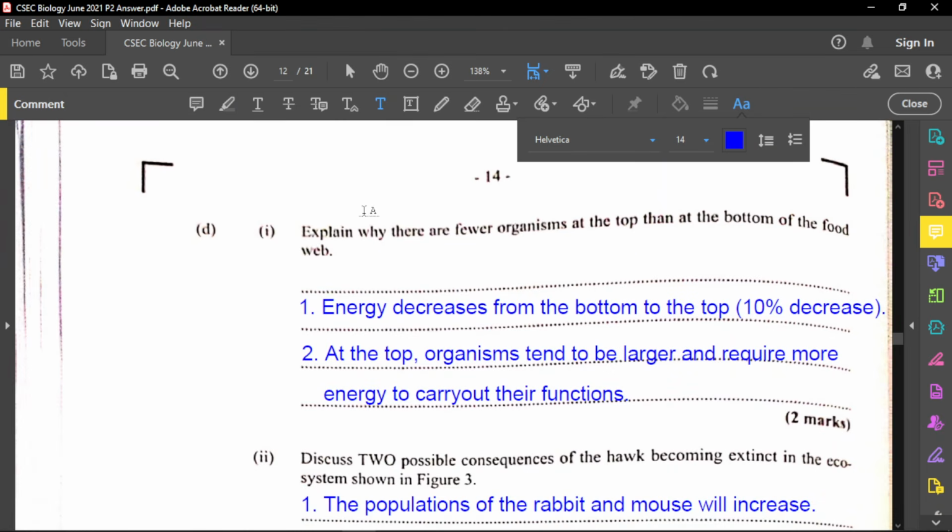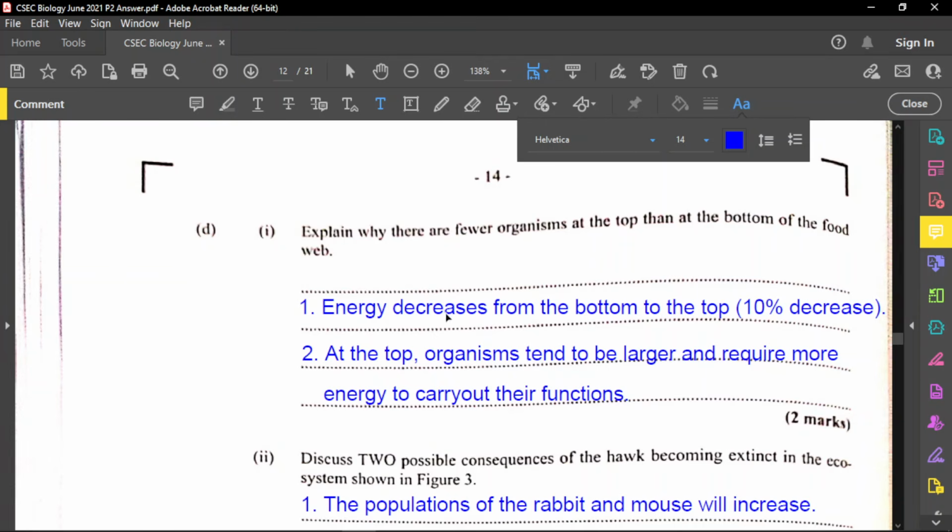For part D, state and explain why there are fewer organisms at the top than at the bottom of the food web. And the basic reason here is that as you go along the food web, energy decreases. So energy decreases from bottom to top. And energy decreases by 10% technically in a food chain. But generally, as you go up the food web, energy decreases as well.